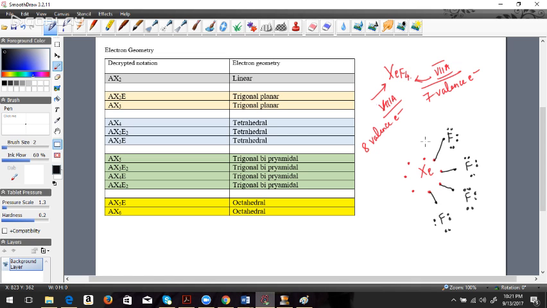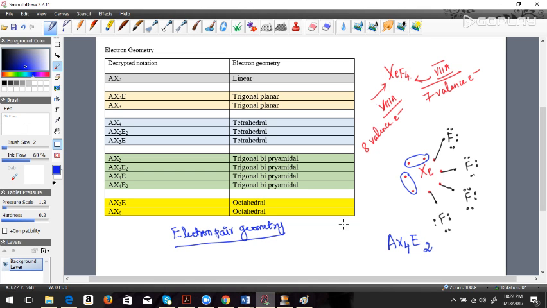Now we're left with 2 lone pairs of electrons, a pair being made up of 2. So the formula here is AX4E2. But this is electron pair geometry, so we treat the lone pair as bonds. So technically there are 6 bonds, so it has to be octahedral.